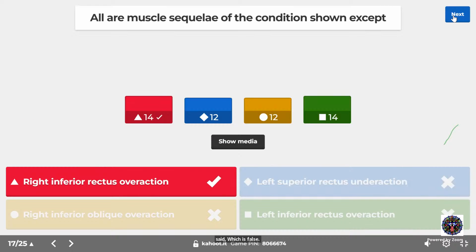My God. Equal answers. I don't know. Can you show me the media?